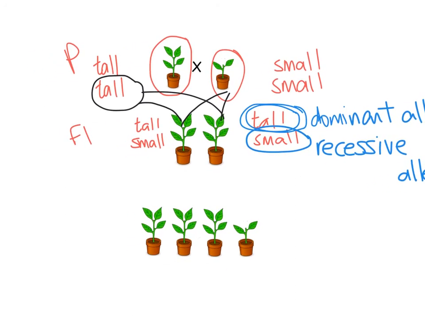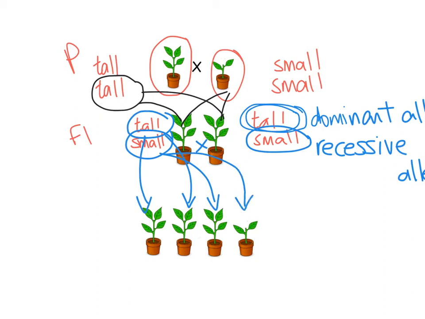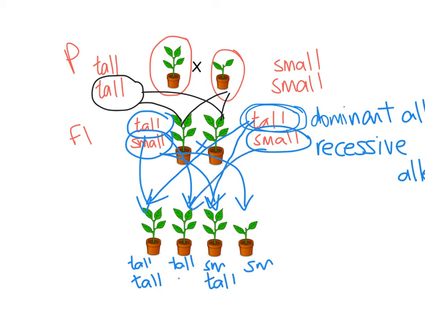What about when these two were crossed? Well, the tall goes to half of the offspring, and the small goes to the other half of the offspring. So we've got a tall, small, small. And then if we look at these parents, tall is going to go there, and it's going to go there, and small is going to go to the other ones.